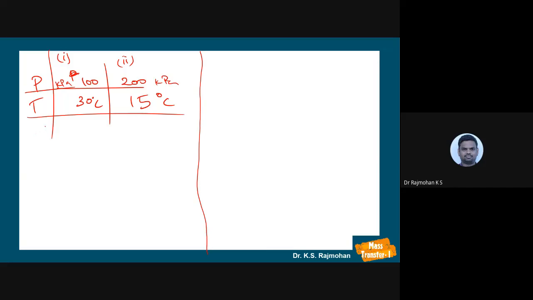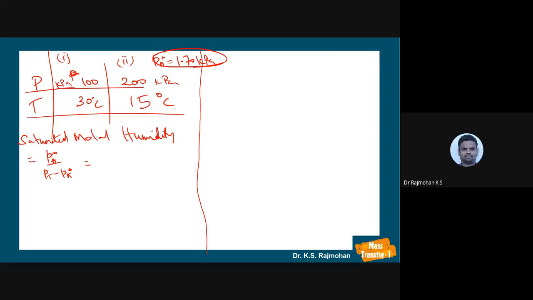So what we can do, again, first we can find the saturated molar humidity. To determine that, it is PA divided by P total minus P naught, that is vapor pressure divided by total pressure minus this one. So the vapor pressure in the second case, at 15 degrees Celsius, the data given is 1.70. P naught given is 1.70 kilopascal.